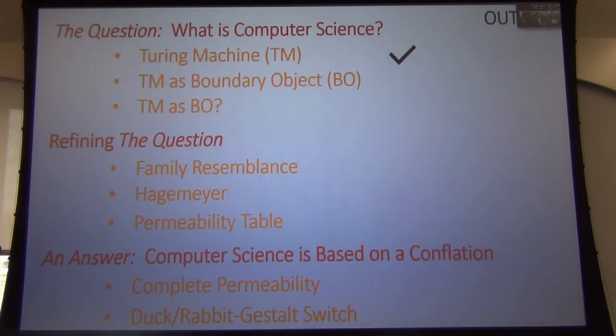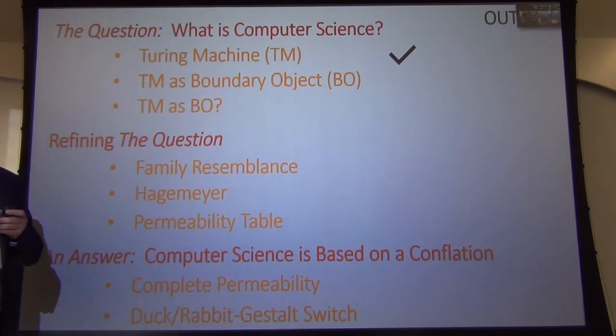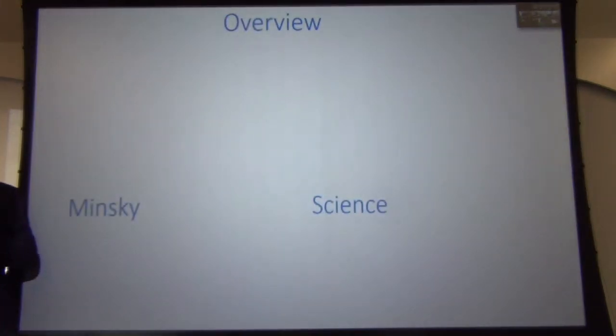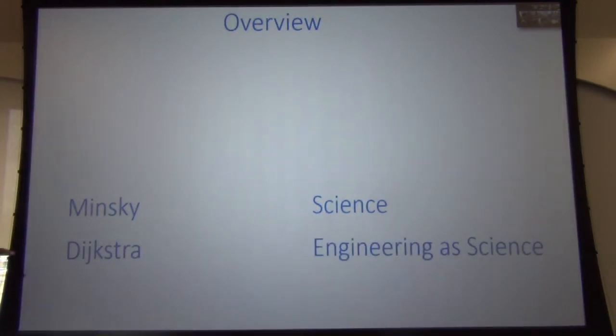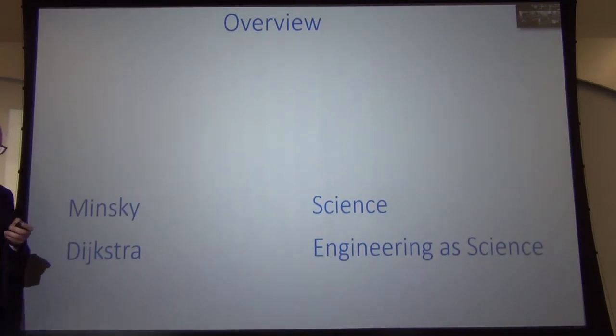So I hope I have convinced you that the Turing machine is a boundary object, and it makes a lot of sense if you want to look at computer science as an academic discipline, and that's the role the Turing machine plays. But now I'm going to try to shed some doubt on that. Is the Turing machine actually a boundary object? Well, so far, if I just look at Minsky with his universal science, and I just look at Dijkstra, who actually takes engineering to be science, then I think I can say we're talking about boundary objects.